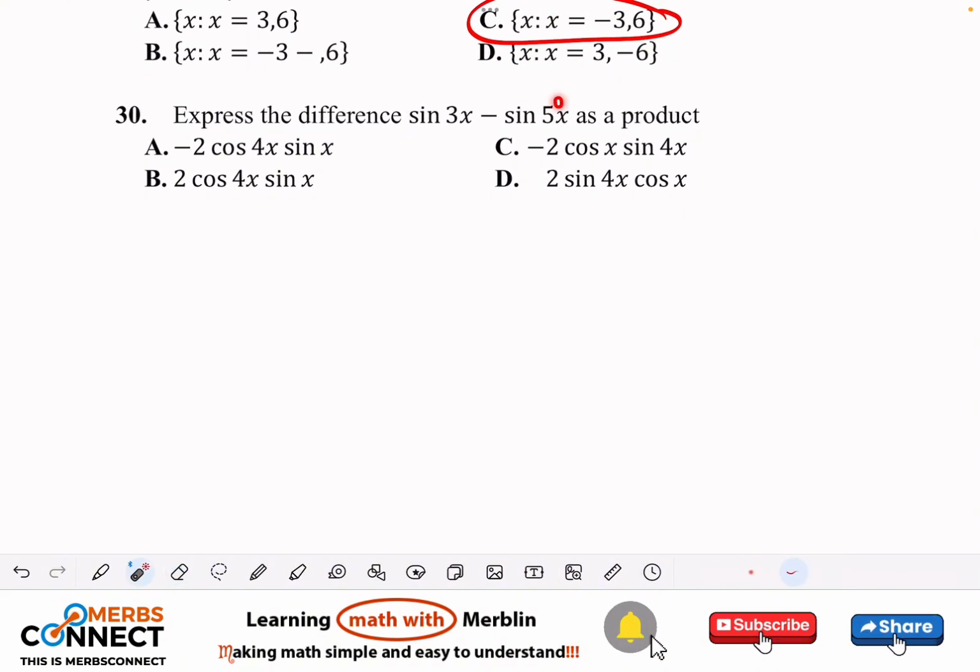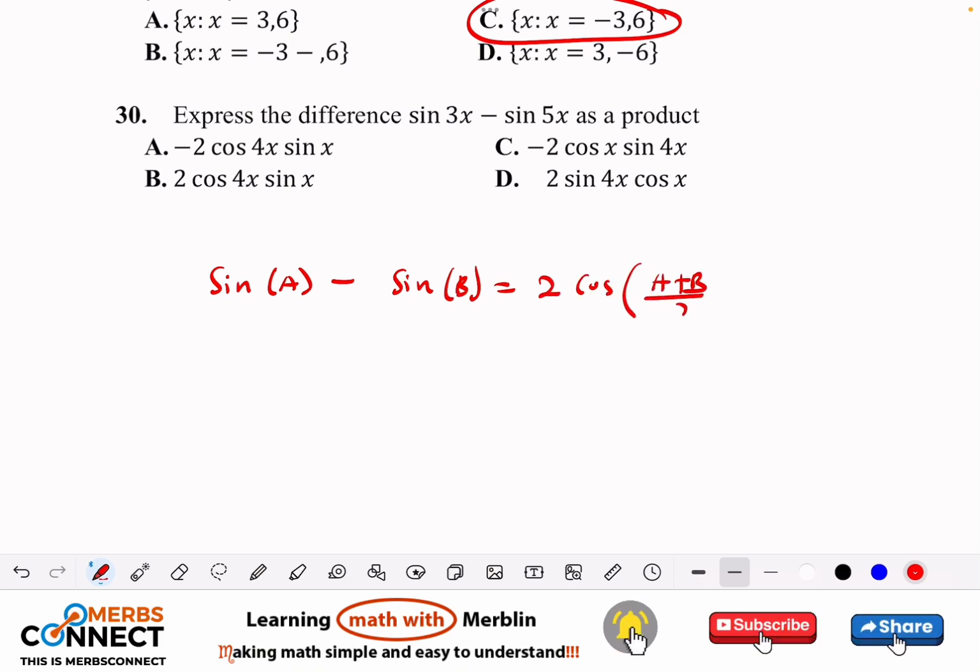So now we want to express this one as a product. I love this type of question. We have some rules and a trick that you need to know, right? One of the tricks that you need to know is, if I have sine A minus sine B, then this is the same as 2 cos of (A plus B) divided by 2 times sine of (A minus B) divided by 2. Yes.